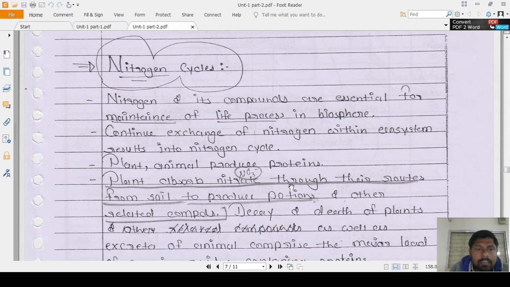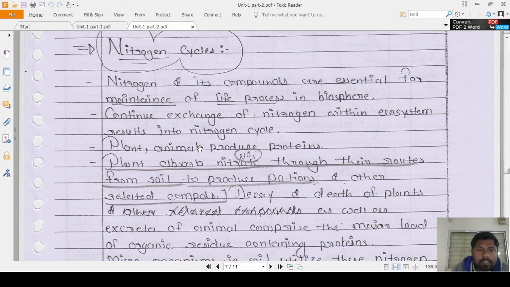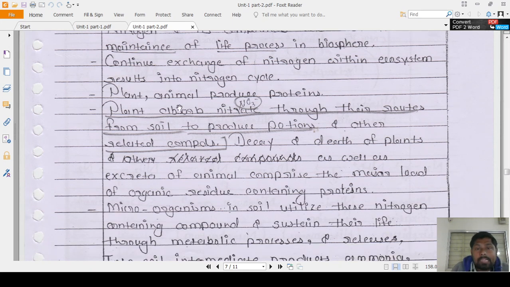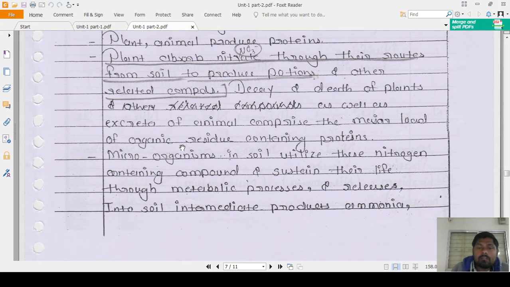Then in the nitrogen cycle, nitrogen and its compounds are essential for the maintenance of life. This process occurs in the biosphere, generally involving microorganisms. There is continuous exchange of nitrogen within the ecosystem, resulting in the nitrogen cycle. Plants and animals produce proteins; plants absorb nitrate, NO3 minus, through their roots from the soil to produce proteins and other related compounds. That is an important point for MCQ.